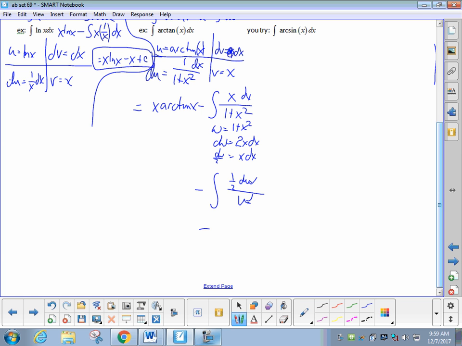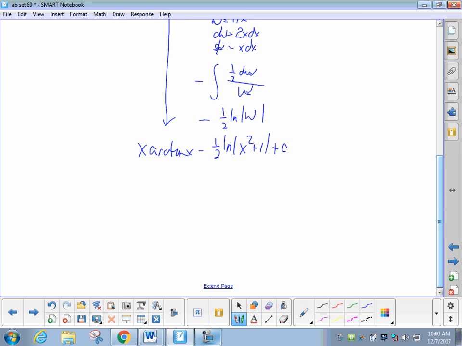What's the antiderivative of 1/2 times 1 over w? 1/2 natural log of the absolute value of w. All said then, with substitution, that's 1/2 natural log of the absolute value of x squared plus 1. That whole thing was there the whole time, x arctangent of x. Don't forget your c. Be wary of log rules.